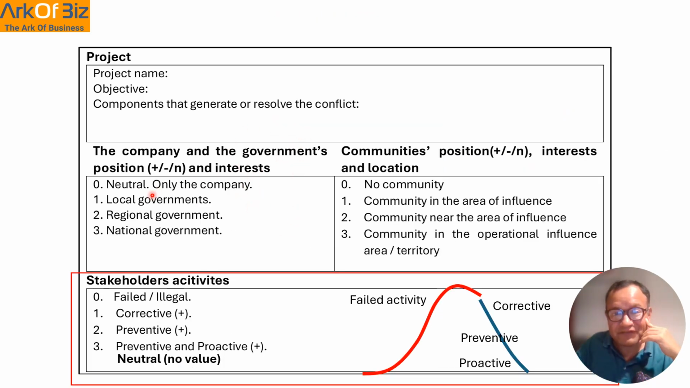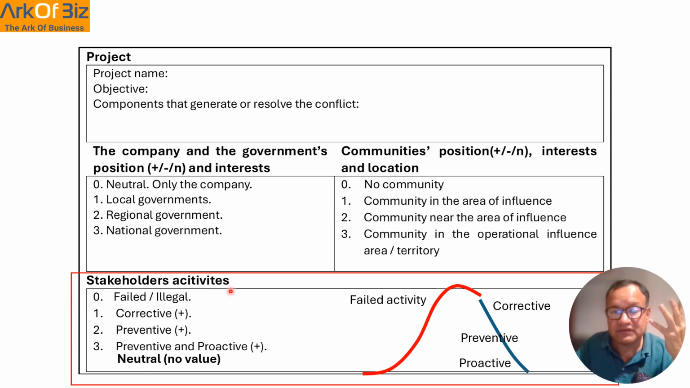Okay, after defining the mapping of stakeholders, now let's take a look at the stakeholders activities. As you see here, the prompt has different types of activity. The first is failed or illegal activity, which has a value of 0. Corrected activity has a value of 1. Preventing activity has a value of 2. And preventing and proactive activities have a value of 3. So let's start with the failed or illegal activities.